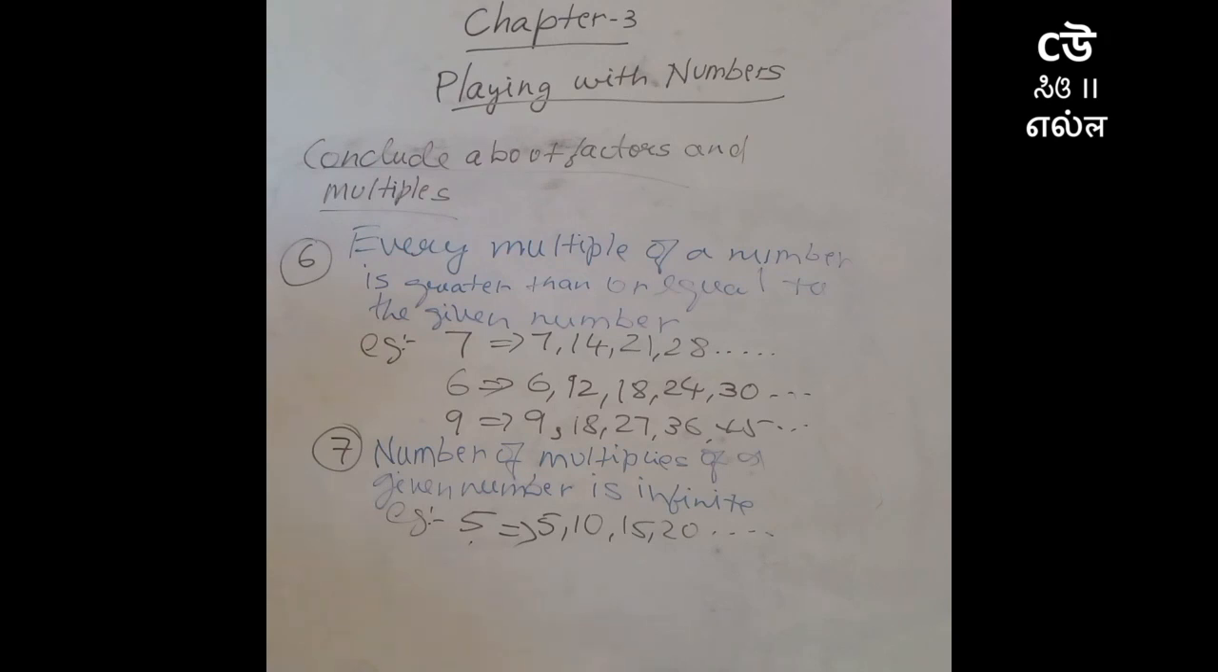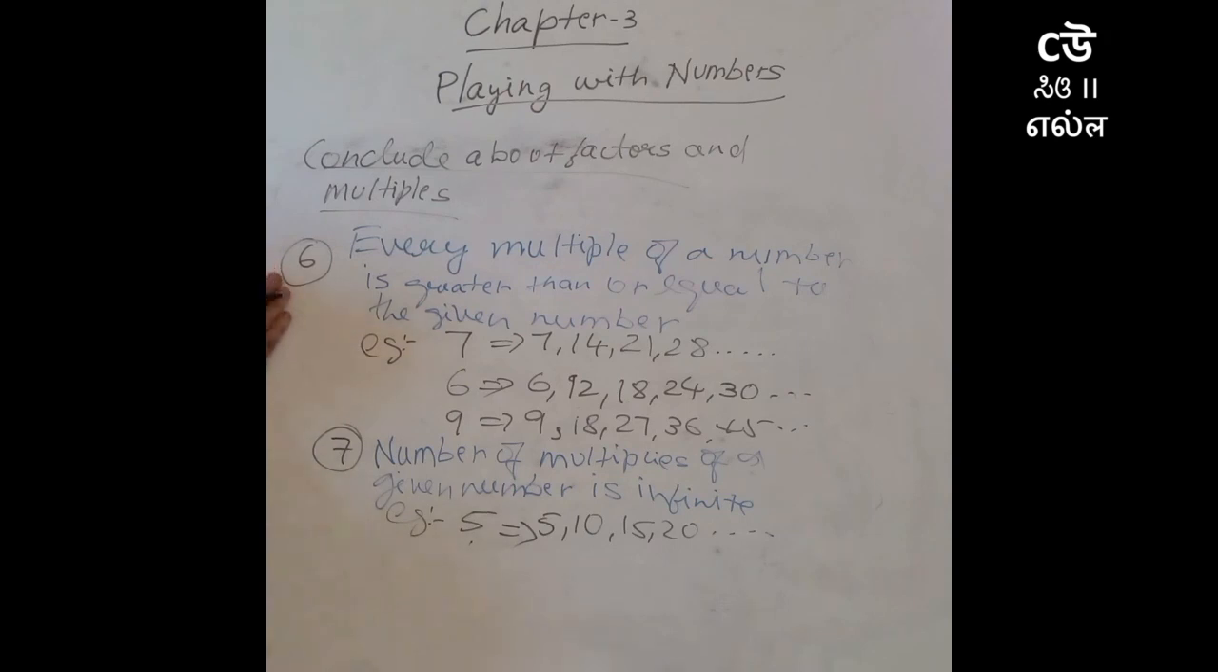So in factors, what did we see in this step? We saw that for every number we can count the number of factors, that is, the number of factors for a given number is finite. Here what we are seeing for multiples, the number of multiples for a given number is infinite. So you have to keep this difference in your mind.